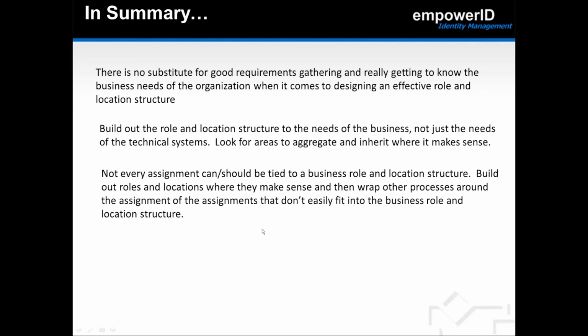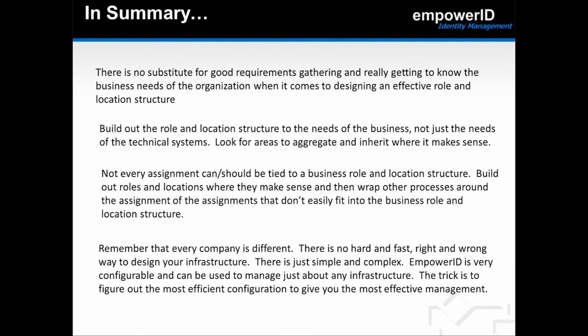Remember that not every assignment can be tied to a business role and location structure. So build out the roles and locations where they make sense, and then wrap other processes around the assignment of the assignments that don't easily fit into the business role and location structure.